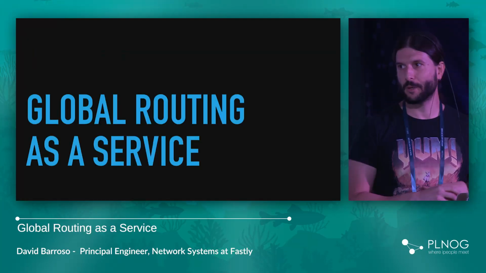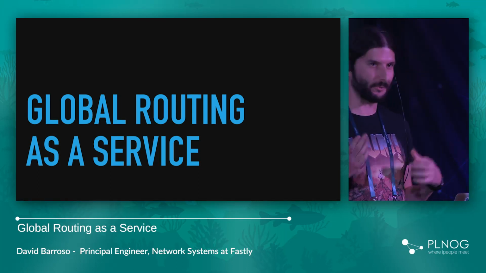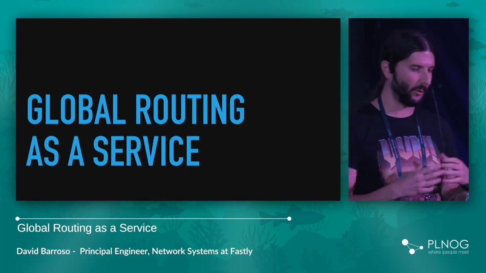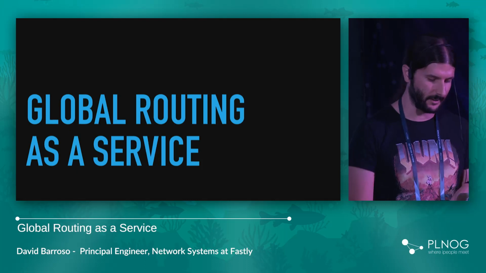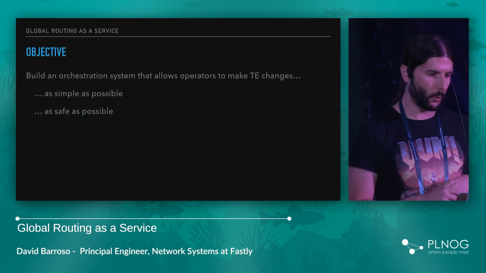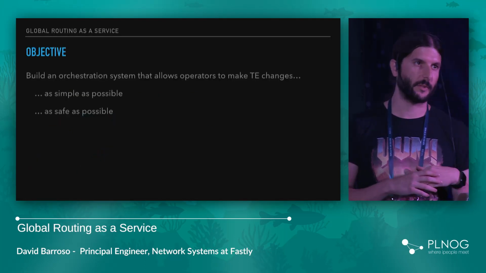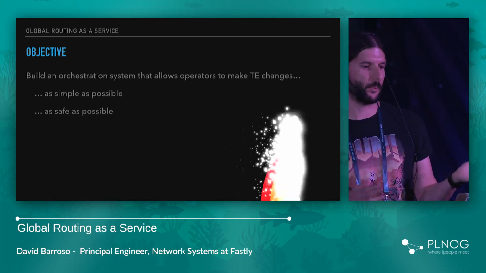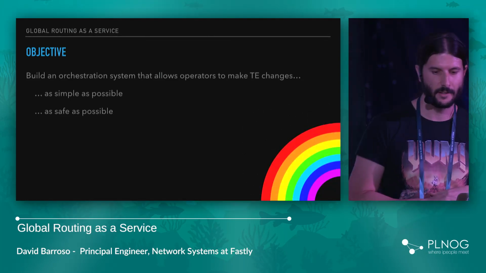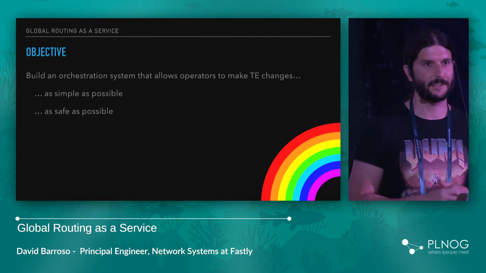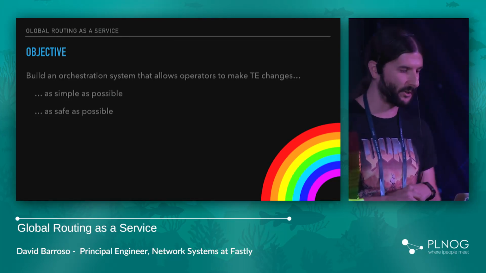So yeah, now we are all depressed about the state of the internet. So let's try to talk a bit about how we try to solve this at Fastly. The objective is to build an orchestration system that allows us to operate the network as simple and as safe as possible. That was kind of the promise of SDN. We're still waiting for it.